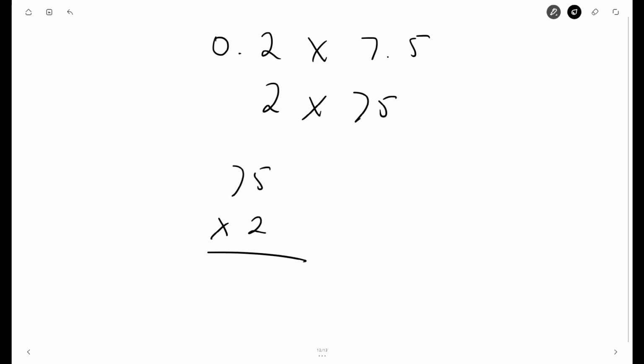One last example. It will be 0.2 times 7.5. Okay, so we do 2 times 75. That will be 75 times 2. 2 times 5, 10, carry 1. 2 times 7, 14 plus 1, 15. 1, 2, it will be 1.50 or 1.5.